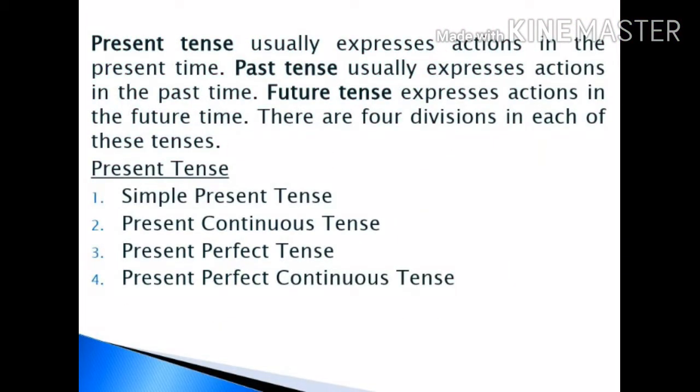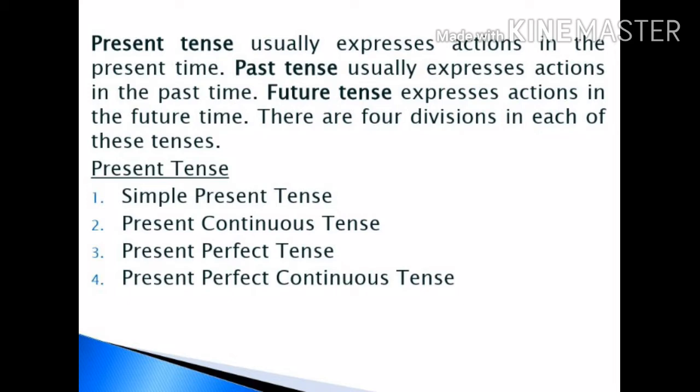Present tense usually expresses actions in the present time. Past tense usually expresses actions in the past time. Future tense expresses actions in the future time. There are 4 divisions in each of these tenses.